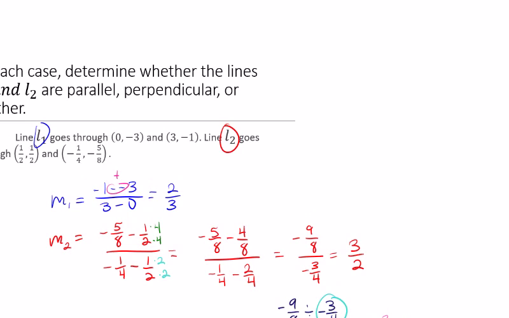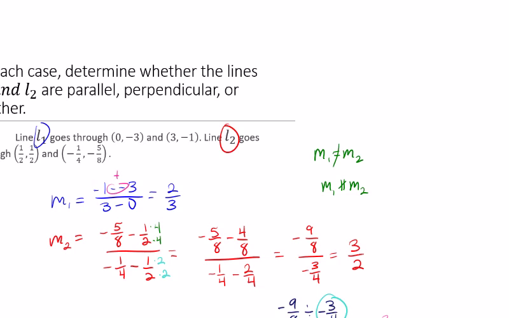All right, so let's compare now. Does M1 equal M2? No, right? 2/3 does not equal 3/2. So they're not equal, therefore they're not parallel, right? You don't have to draw all this stuff out. This is just kind of mental math, or if you want to draw it out, that's fine, or you can operate some of this stuff on your calculator.